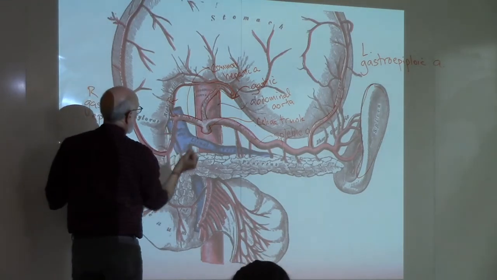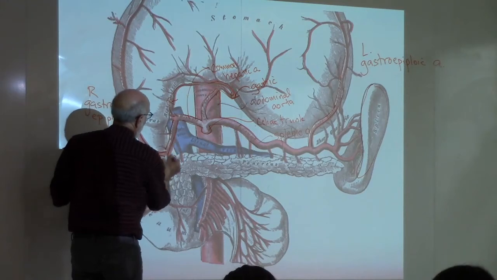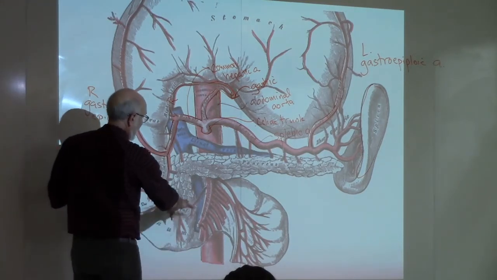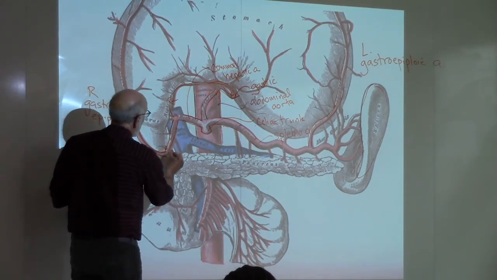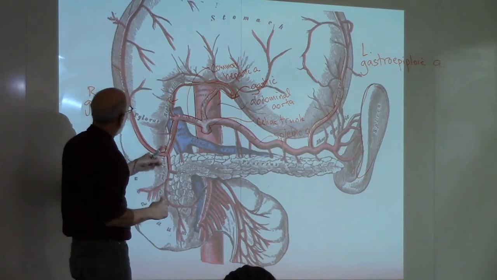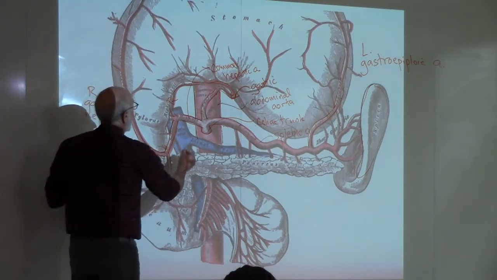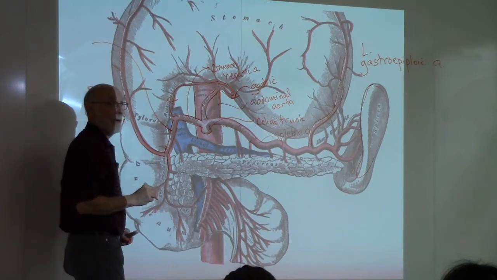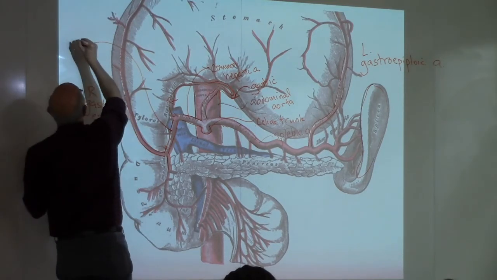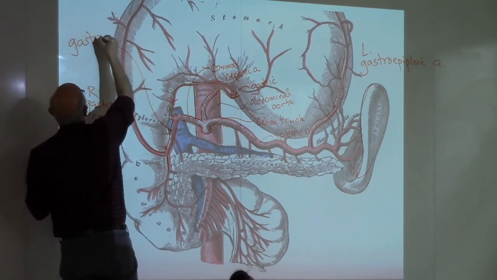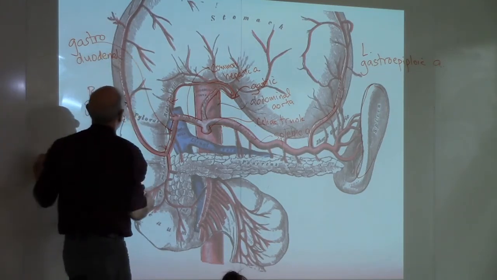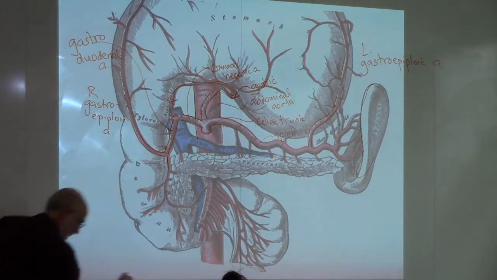Okay, and then this tube that provides blood to the pancreas and to the duodenum here, which is not shown, but also provides blood to the right gastroepiploic, is called the, anybody? Gastroduodenal.